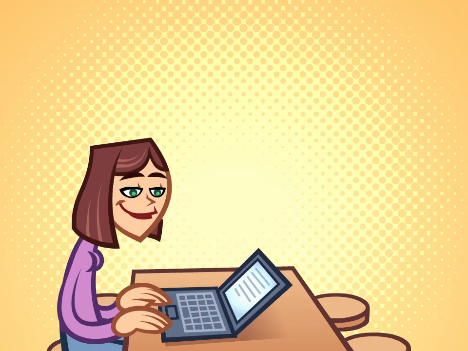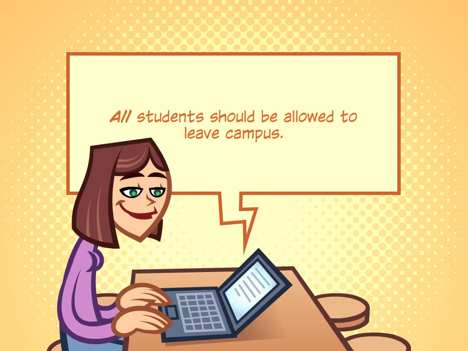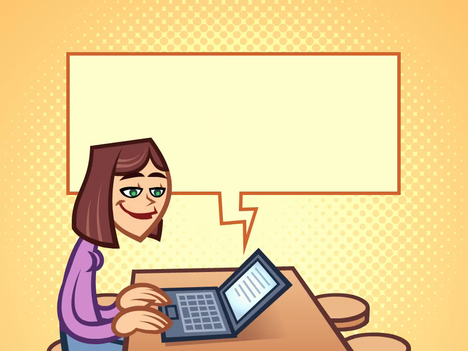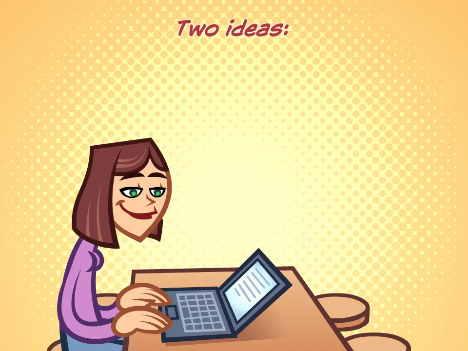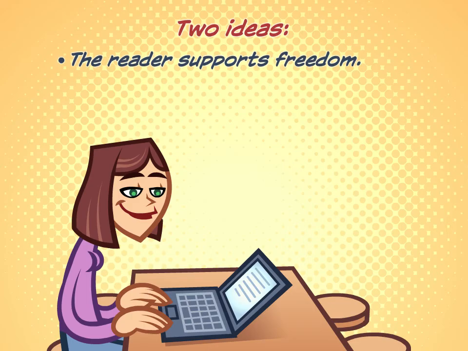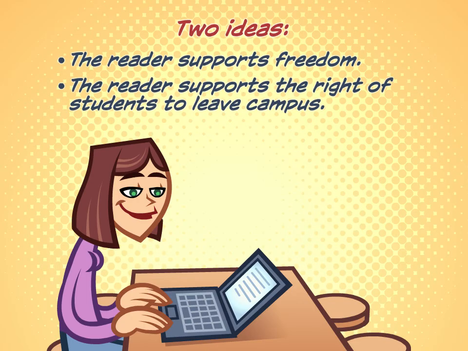Once again, Donna wants to convince her readers that students should be allowed to leave campus. To support that idea, she asks her readers the following question. Don't you support freedom and the right of students to leave campus during lunch? Now let's think about these two separate ideas Donna is asking the reader to accept. The reader supports freedom. The reader supports the right of students to leave campus.